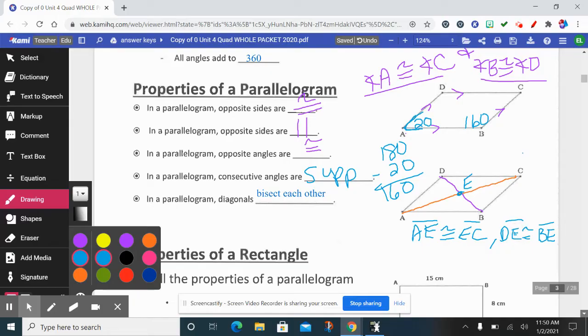Right? So those little parts are equal to each other. So again, AE and EC are equal, DE and BE are equal. Now notice those measurements are a lot different. Like this orange length from A to E is a lot longer than B to E is, I'm sorry.